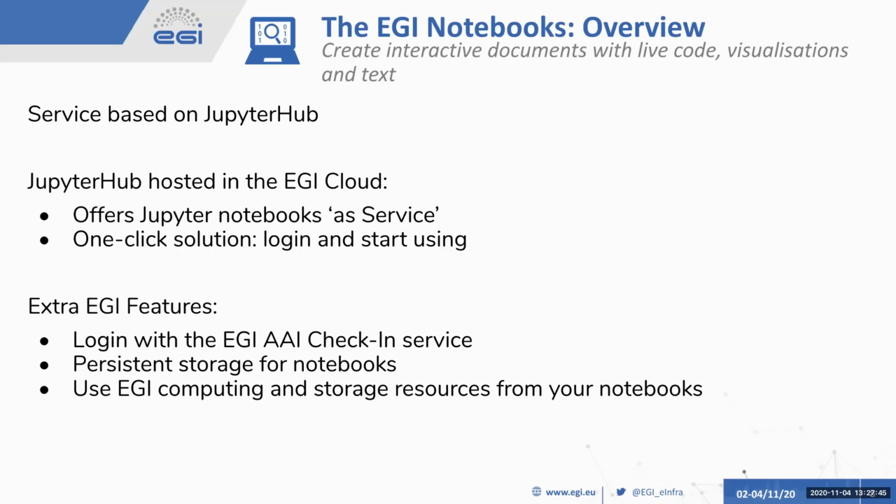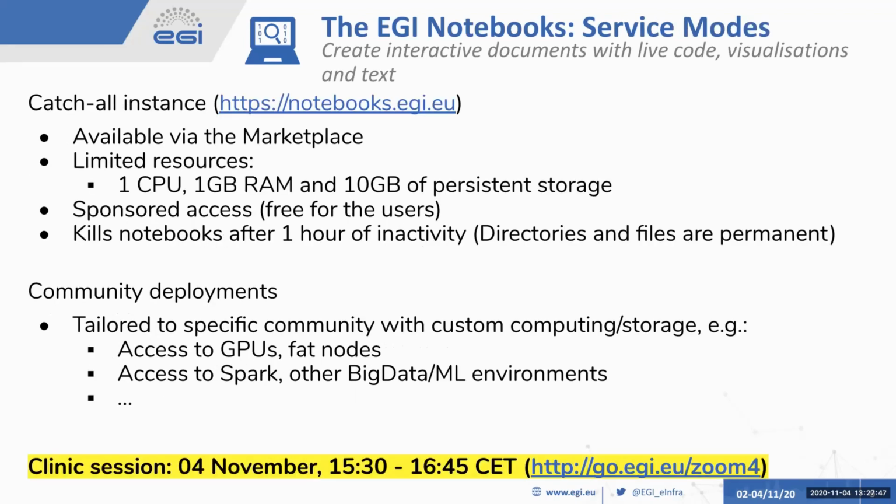So the service is offered in different, let's say, service models. The official one, you can see here the URL, is the service which is now in production since the end of 2019. The service is open to anyone. So if you have an EGI account, you can access using EGI Check-in services. As soon as you generate your EGI personal account, you can access and spawn notebooks using our capacity.